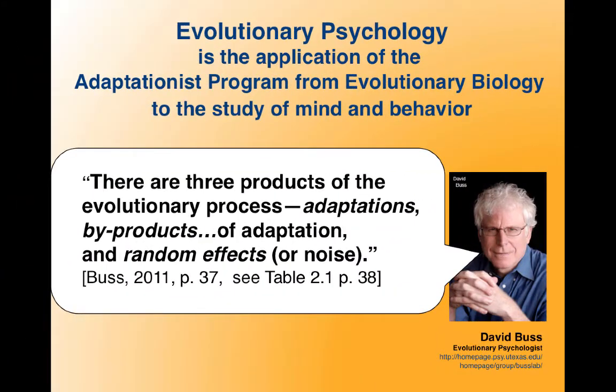Welcome back. Darwinian medicine involves the application of some of the core logic of the adaptationist program from evolutionary biology to the study of medicine, in the same way that evolutionary psychology is the application of the adaptationist program from evolutionary biology to the study of the mind and behavior. Evolutionary psychologists are keen to point out that not every interesting aspect of human behavior or mental activity is a good candidate for an adaptation. Evolutionary psychologist David Buss argues that there are 3 products of the evolutionary process: adaptations, byproducts of adaptations, and random effects or noise.